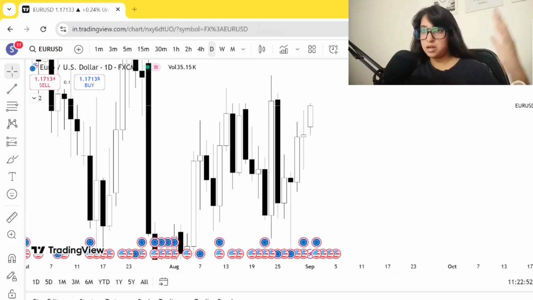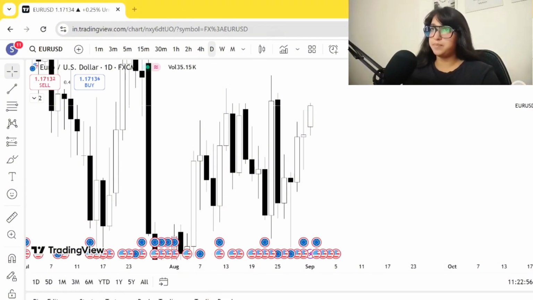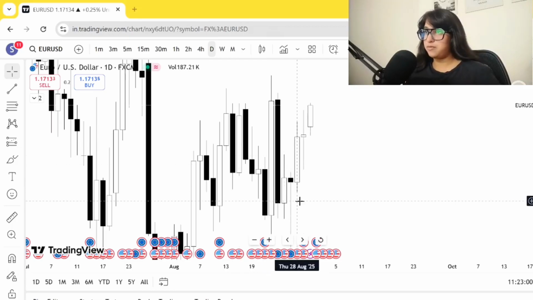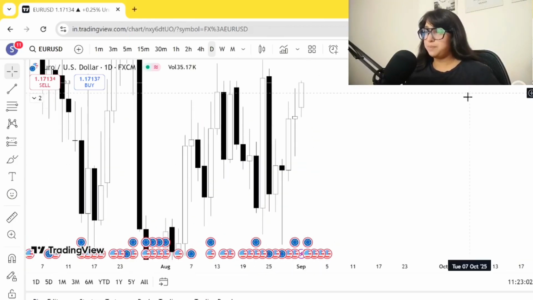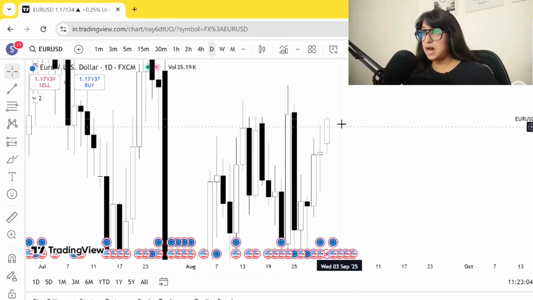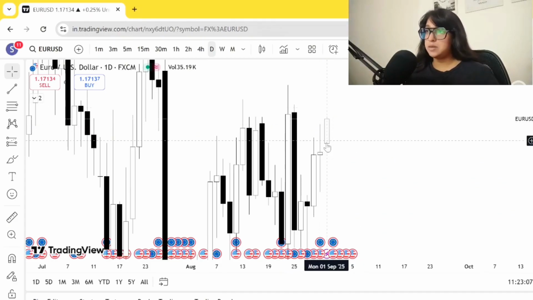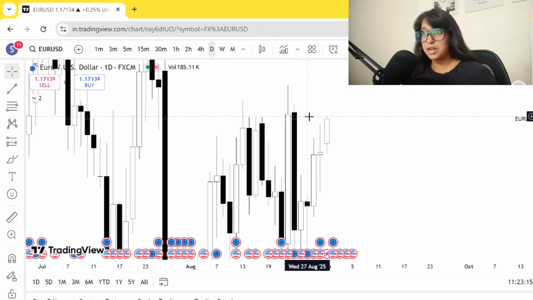So let's hop on to the analysis of Euro USD, what's happening. Let's see on the daily time frame. We saw that the previous Friday's high has been taken by the candle that opened today. So if there would be a reversal, we're going to hop on to the lower time frame and see is there any break of structure, any reversal patterns that we see done.